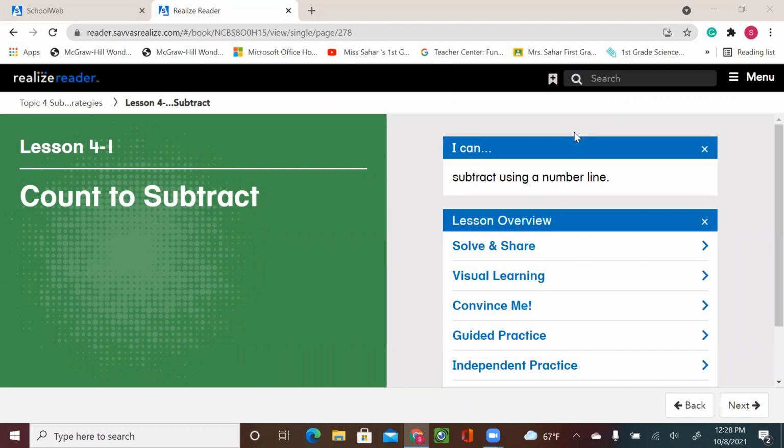Hello, first graders. Welcome to a new math lesson. We're going to start a new topic, topic 4. So let's get ready. In this topic, we will be learning about subtraction facts to 20. We will be learning how to count on to subtract, how to make 10, and how to use addition to subtract. So let's start with our new lesson.